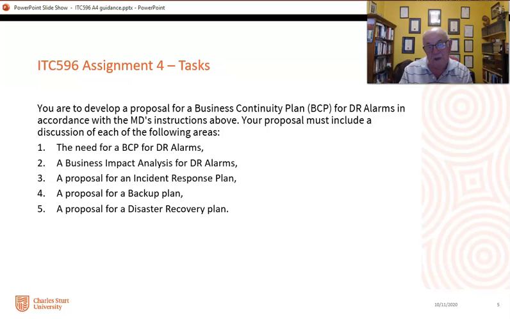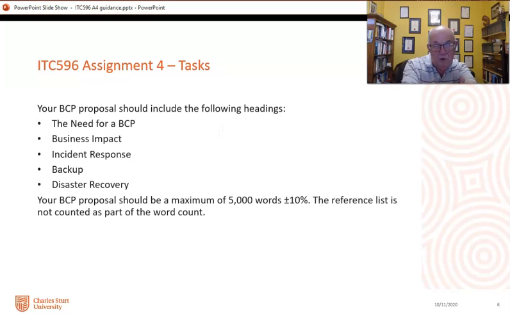So your task is to develop a proposal for a BCP for DR Alarms, and your proposal must include a discussion of each of the following areas: the need for a BCP at DR Alarms, a business impact analysis for them, a proposal for an incident response plan, a proposal for a backup plan, and a proposal for a disaster recovery plan. So your proposal needs to use the following headings: the need for a BCP, business impact, incident response, backup, and DR. Again, a maximum word count of 5,000 words, plus or minus 10%, and your reference list as normal is not counted as part of your word count.